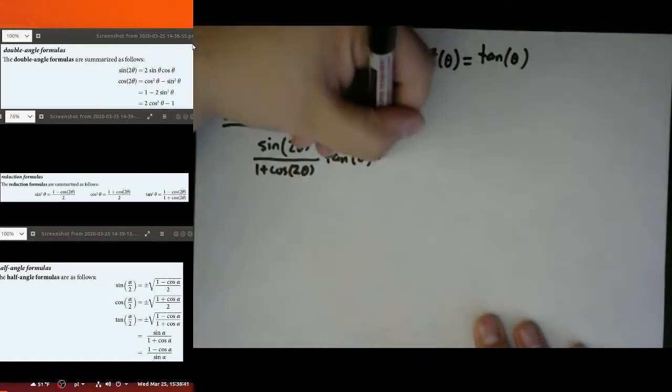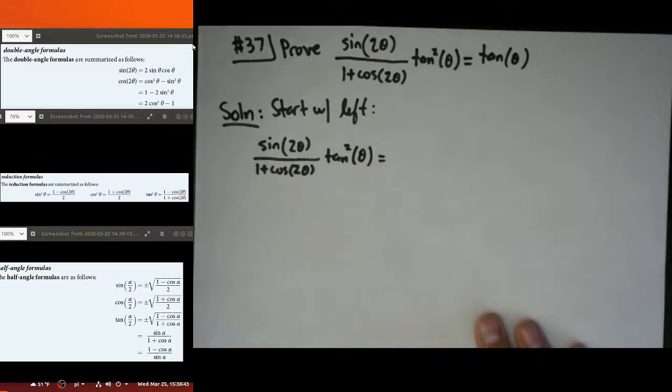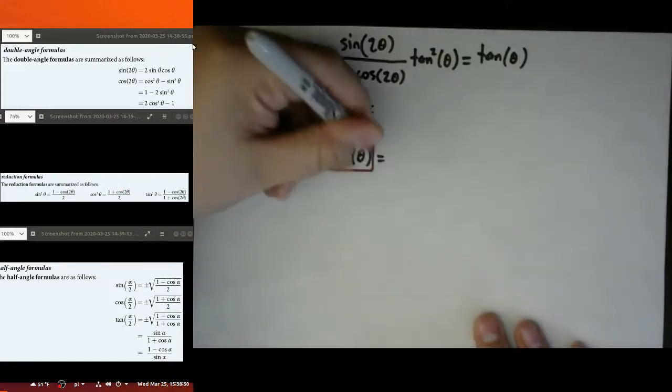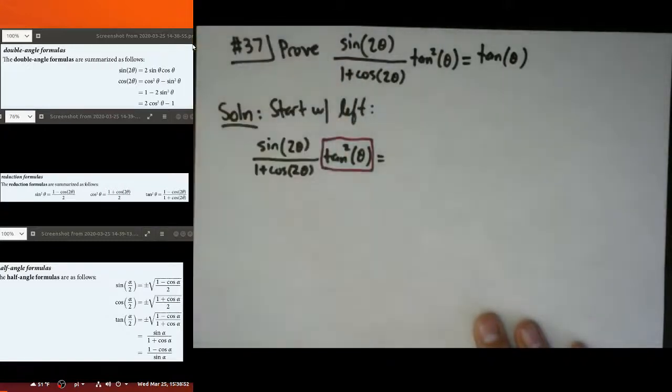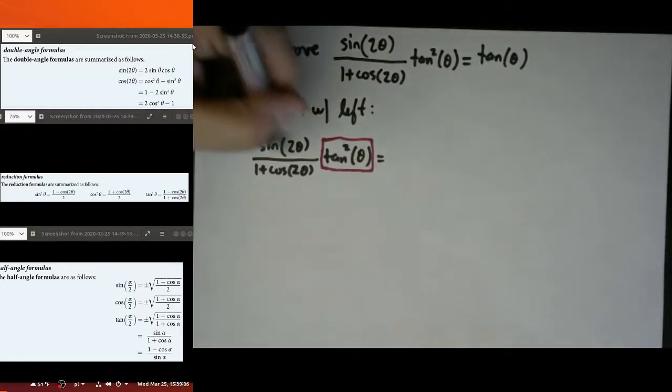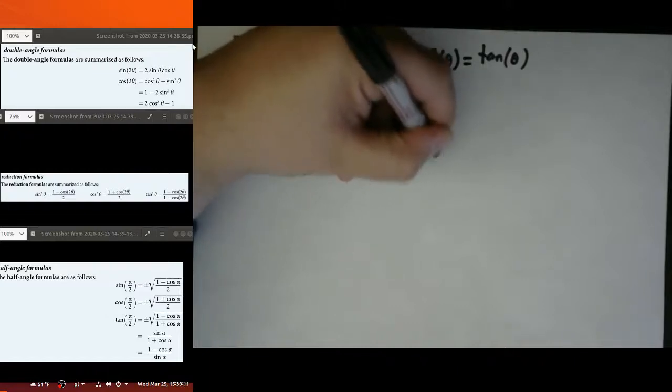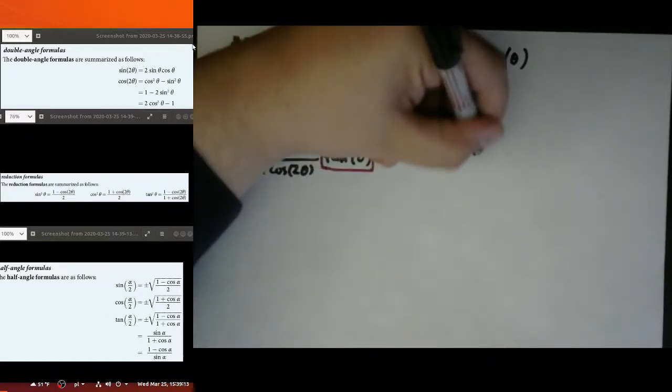Now, my general advice from earlier about having trig functions that are not sines and cosines is that you should replace them in terms of sines and cosines, sort of always. So in this case, I'm going to replace that tangent squared with sine squared over cosine squared, because again, having fewer different types of trig functions makes your life easier. The sine of 2 theta, I'm going to use the double angle identity, so 2 sine theta cosine theta.